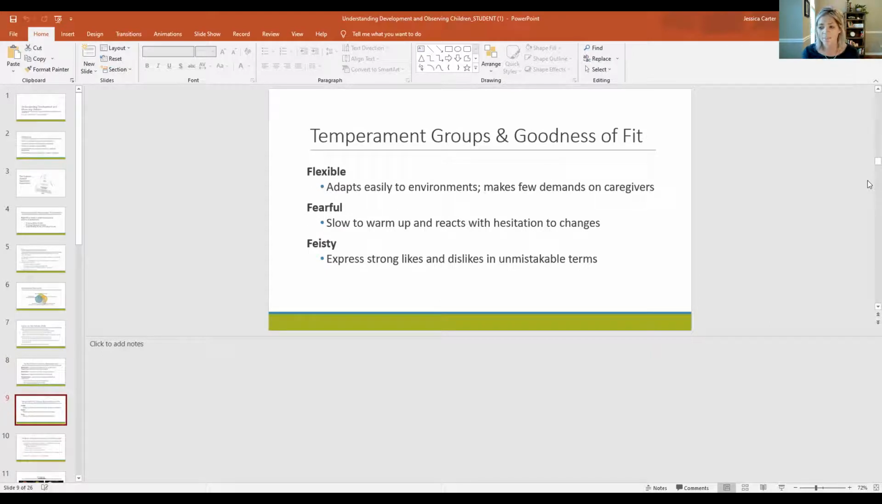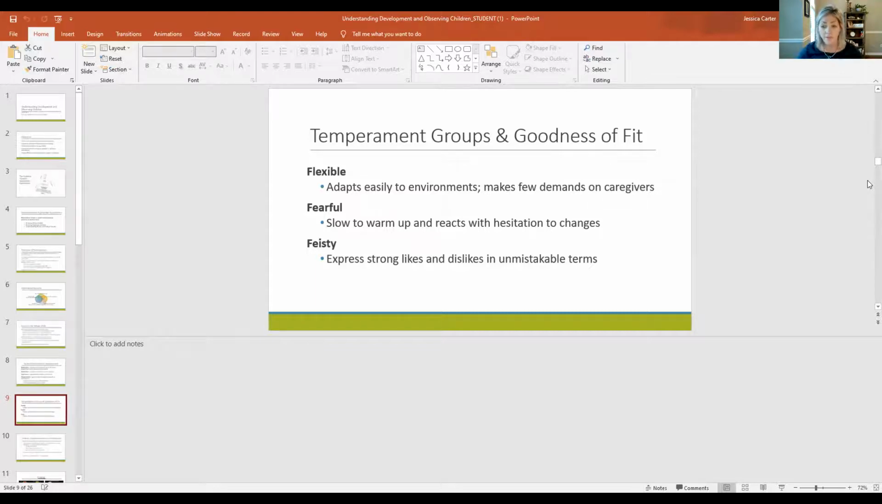And then temperament is grouped into these three major groups. I want to just give you what these are, and then give you some thinking points about temperament and this idea of goodness of fit. Goodness of fit is matching our approach as an adult to the child's temperament, and then it creates what we call a goodness of fit.